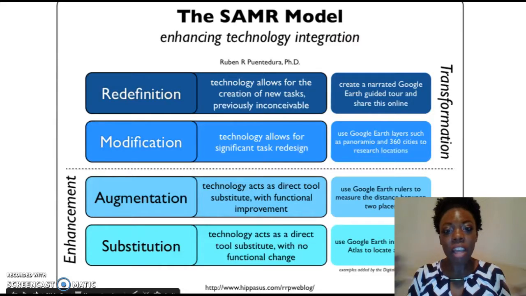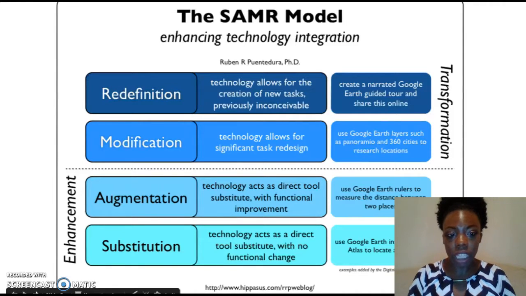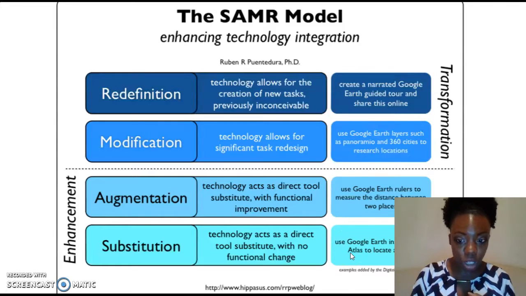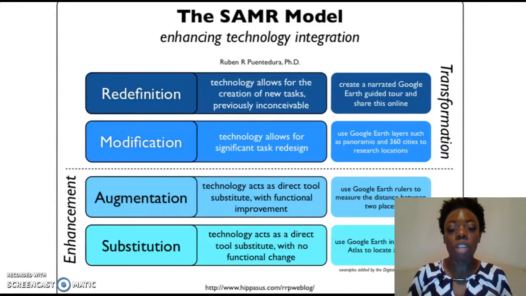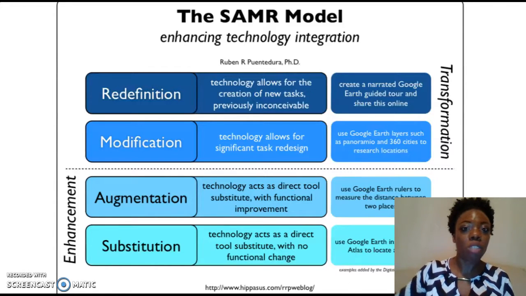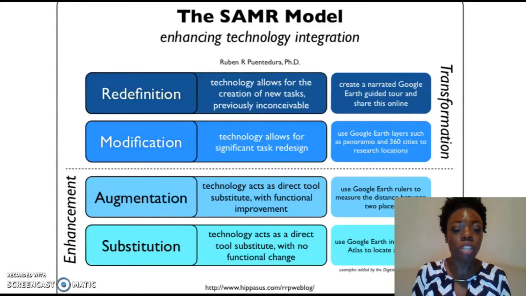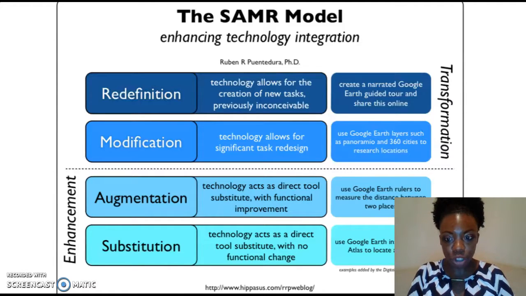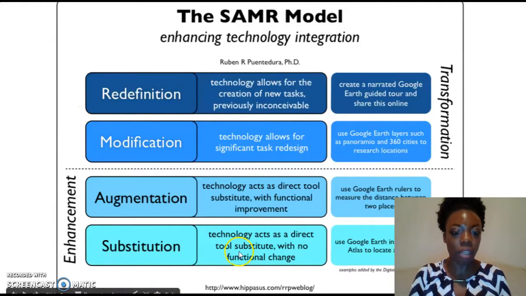How that might look in a classroom is, for example, in social studies, where we're substituting down here at the bottom, using Google Earth instead of an atlas to locate a place. Well, if we didn't have Google Earth because the Wi-Fi was down, we would just use the atlas. We'd still be fine. Okay, let's go beyond that. Using Google Earth rulers to measure the distance between two places, the augmentation.